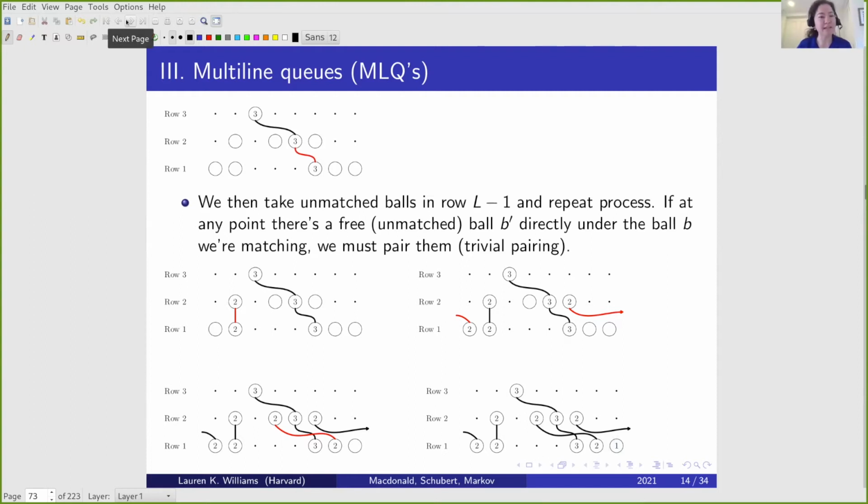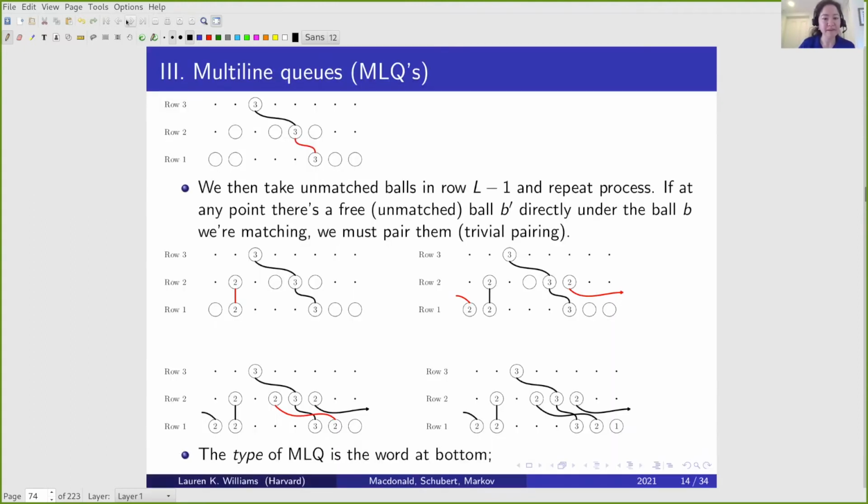So this is a multiline queue. The type of the multiline queue is the word at the very bottom. In this example, if you read the labels from left to right, you see 2, 2, nothing. So that's 0, 0, 0, 3, 2, 1.